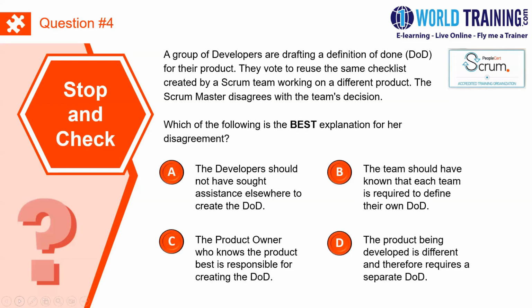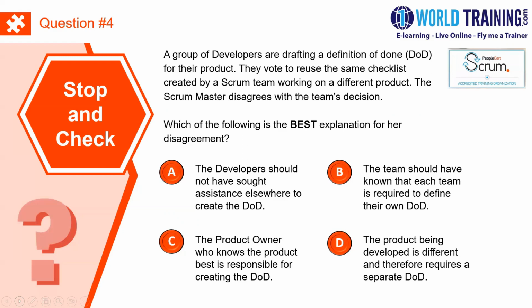Question 4: a group of developers are drafting a definition of done, which we call the DoD, for their product. They vote to reuse the same checklist created by the Scrum team working on a different product. The Scrum Master disagrees with this approach. Which of the following best explains her disagreement? When the Scrum Master is not agreeing to reusing the same checklist, why is she not okay with it? Let's look at option A.